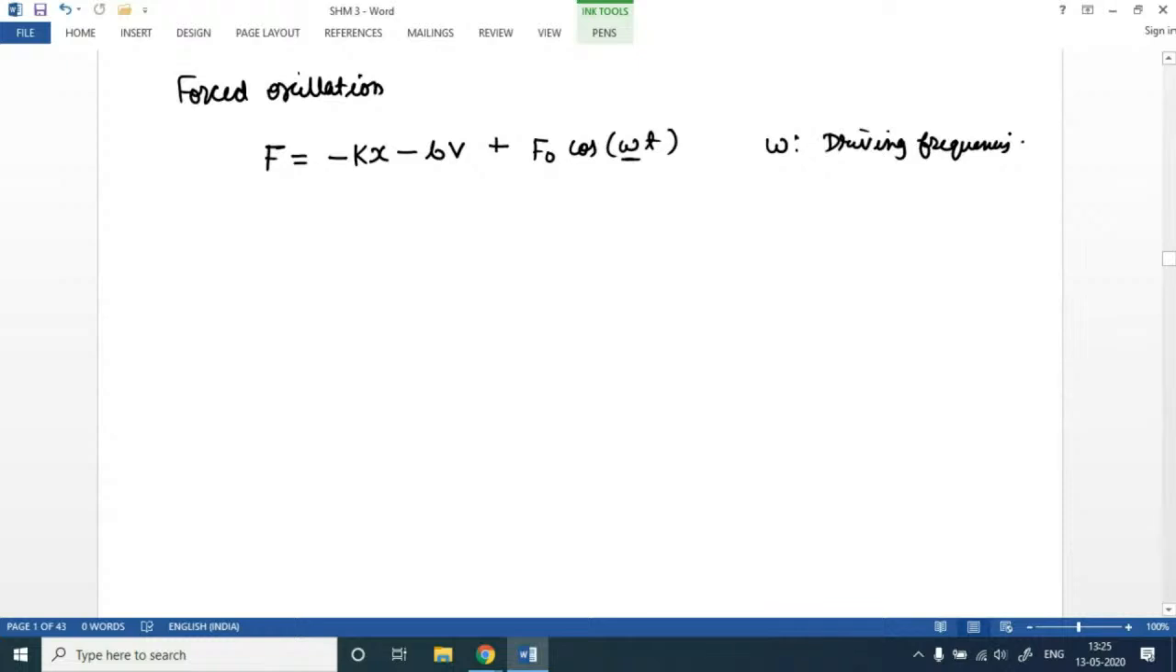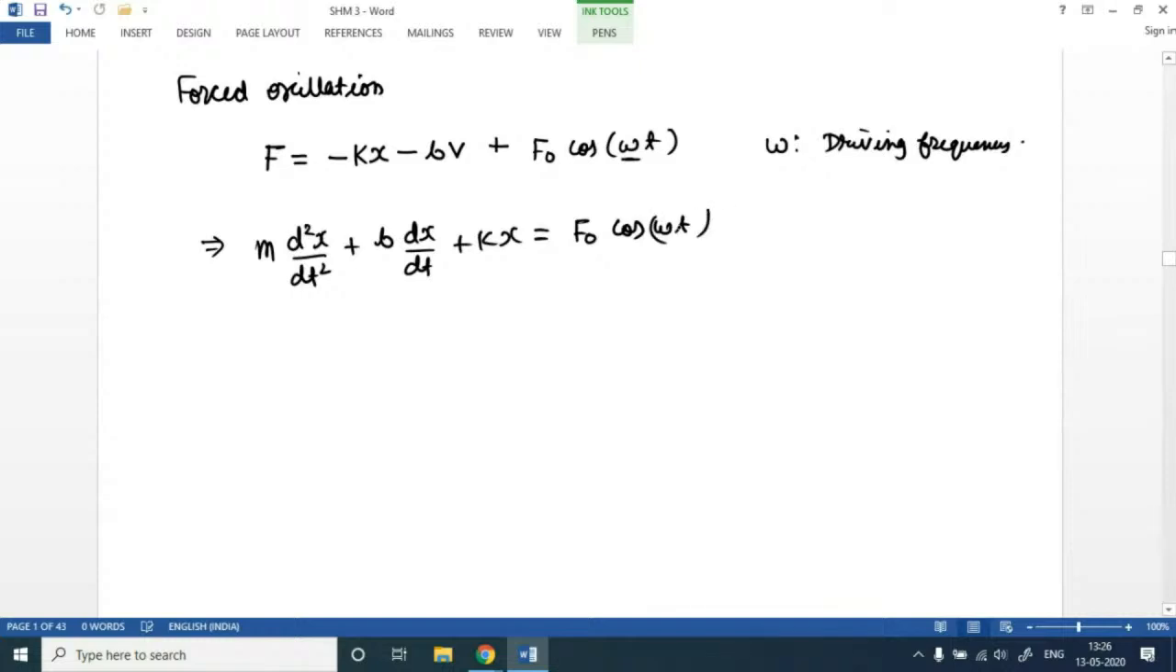So this would be the equation of force, and when we write this in differential form, we can write it as m times d2x by dt square, plus the bv term, which is b times dx by dt, plus kx. And that will no longer be equal to 0; it will be equal to F naught into cos omega t.